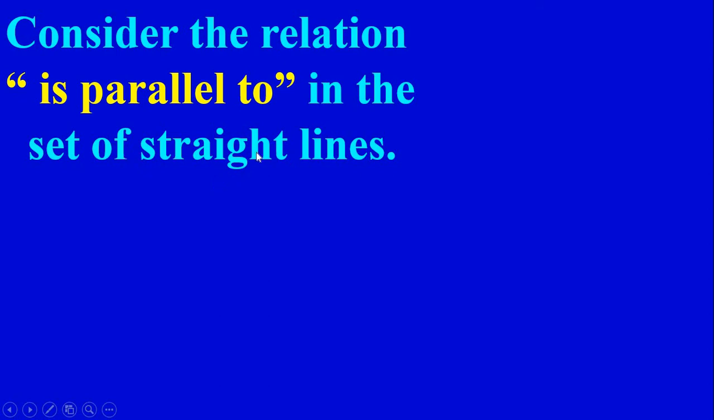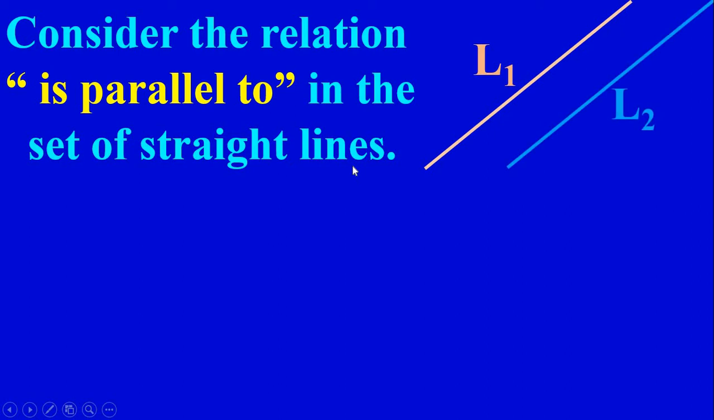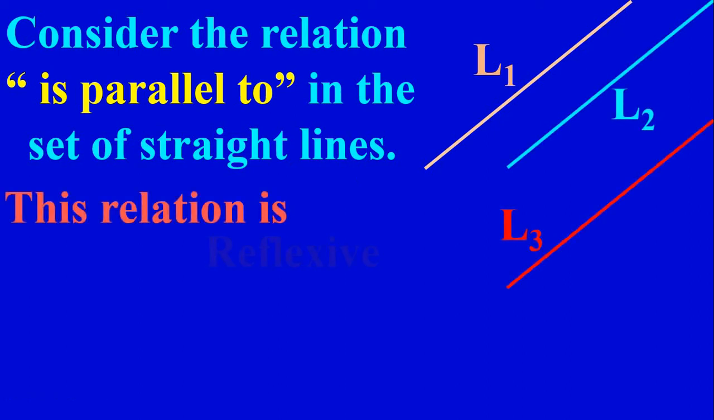Now consider the relation "is parallel to" in the set of straight lines. So we know that L1, L2, L3 are three parallel lines, and here R is reflexive, that is L1 is parallel to L1, L2 parallel to L2, L3 parallel to L3. So every line is parallel to itself, that is every line is related to itself by the relation parallel to. So therefore this is reflexive, and it is symmetric also.